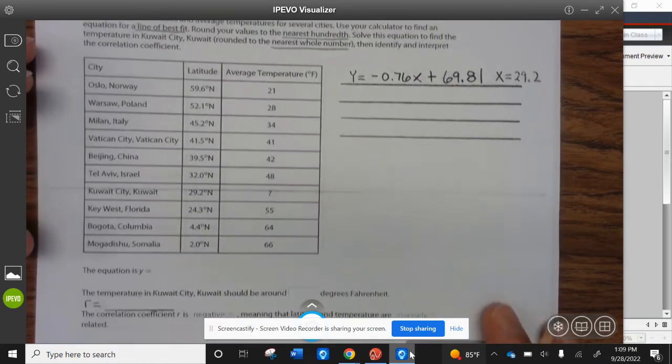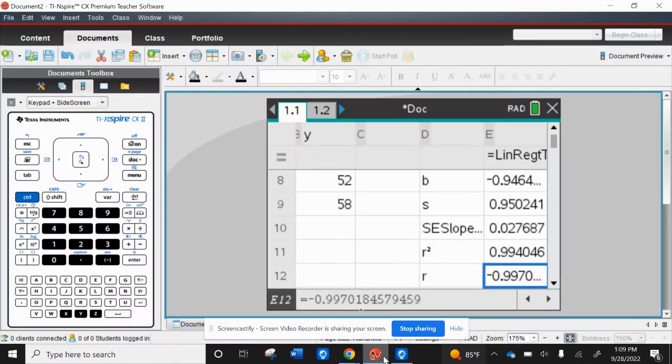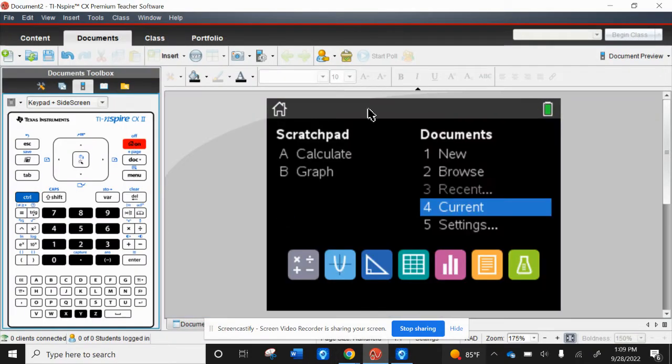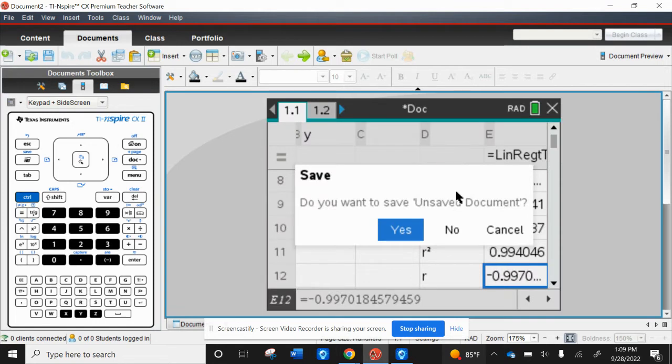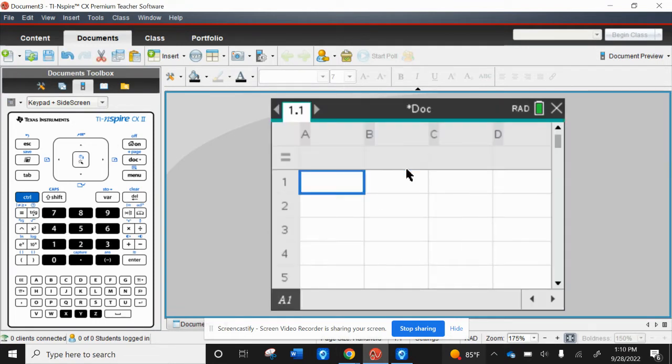All right, so to find the equation, we're again going to use our calculator. We always want to go to On, New Document. Now we're going to go to add list and spreadsheet. So then that's X, Y, and then 59.6.